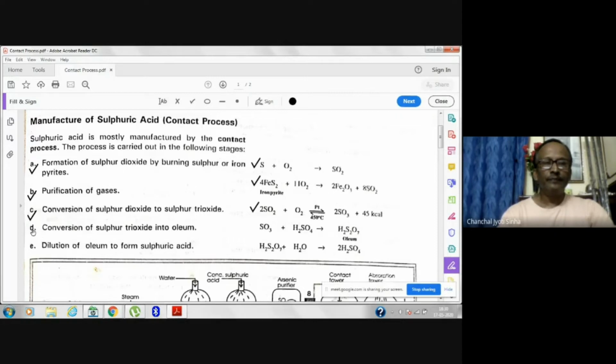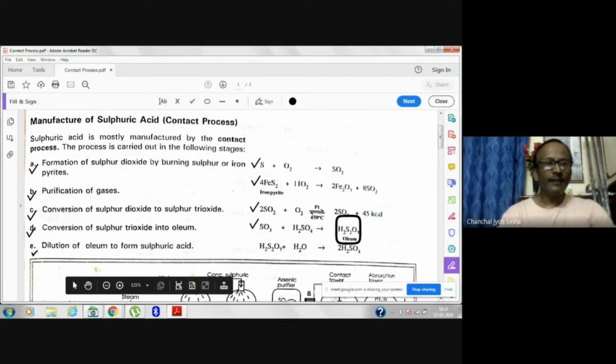Stage D, conversion of sulfur trioxide into oleum. This is the reaction. Sulfur trioxide reacts with concentrated sulfuric acid to produce oleum, H2S2O7. It is also called pyrosulfuric acid. Oleum is also called pyrosulfuric acid.